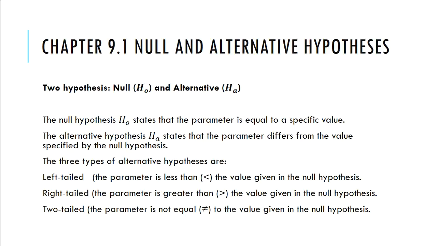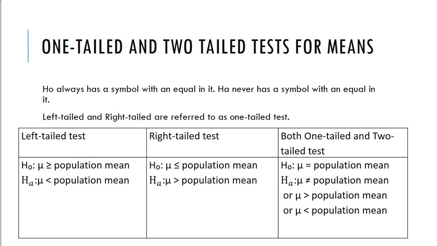So there's three cases for your alternative hypothesis. It can be left-tailed, which is a less than scenario, where the parameter is less than the given value in the null hypothesis. It can be right-tailed, where the parameter is greater than the value given in the null hypothesis, and it can be two-tailed, where the parameter is not equal to the value given in the null hypothesis. I made a table, so it might be easier to look at. Again, that's left-tailed, right-tailed, and then the equals to.